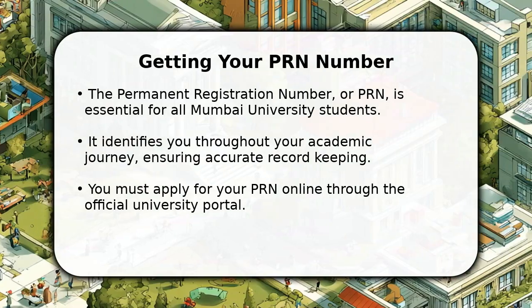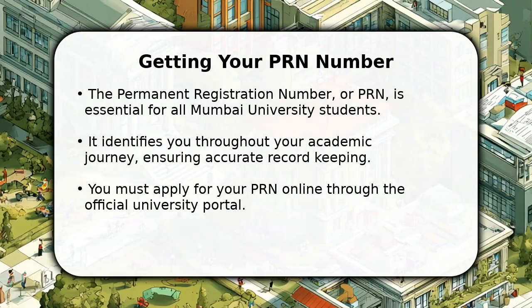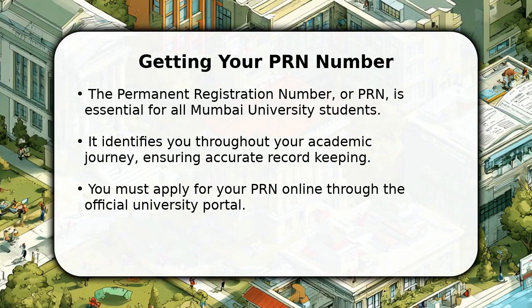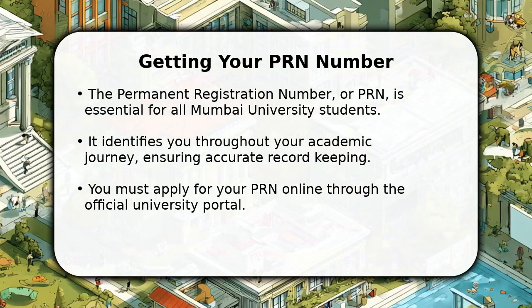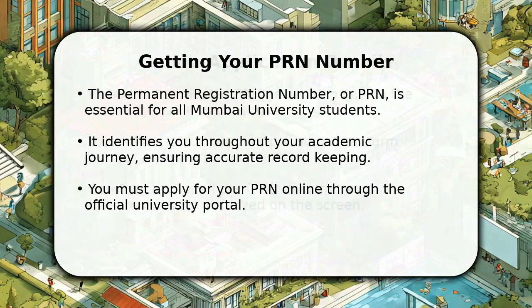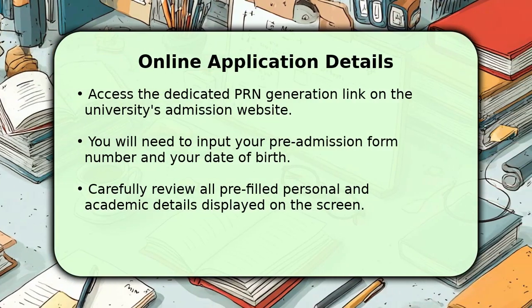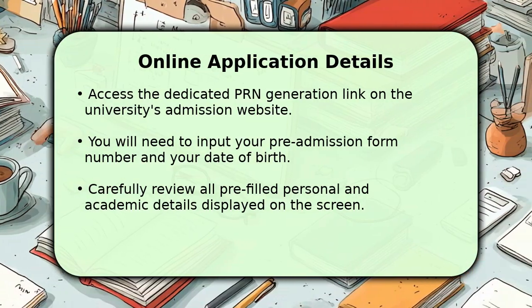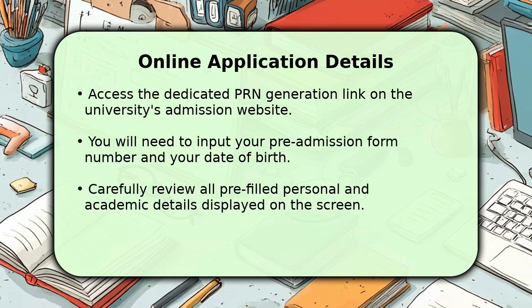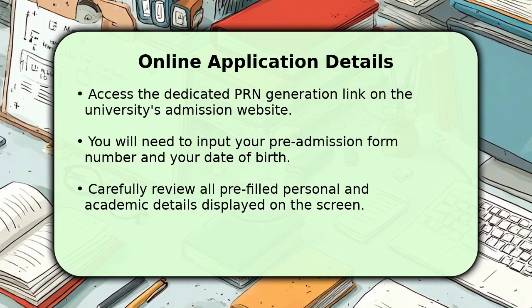Have your 12-digit pre-admission form number ready, as this is crucial for beginning the application. Ensure you are using the most current version of your web browser for optimal performance. Once on the portal, locate the PRN generation section. Here, you will enter your unique 12-digit pre-admission form number and your exact date of birth to proceed.